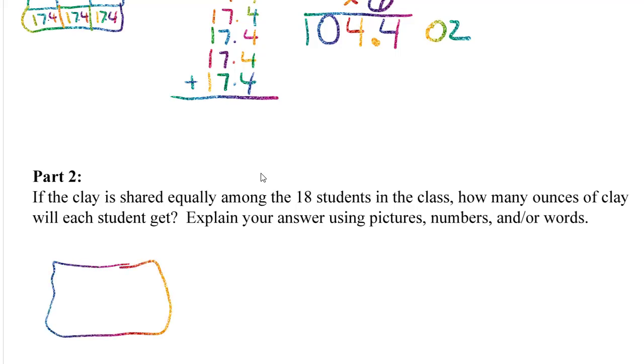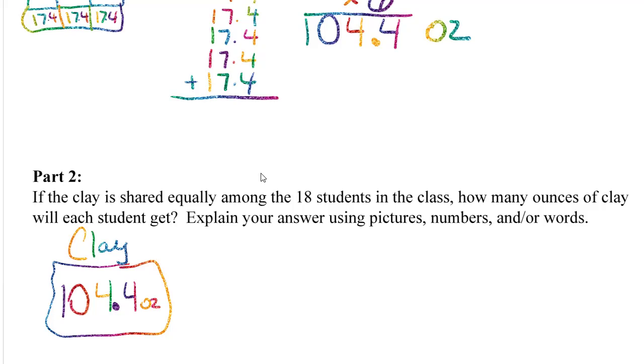So over here, I'm going to put my clay, my big old box of clay. I'm just going to put one big box, and I'm going to say it's 104 ounces, or 104 and 4/10 ounces. Okay? That is my clay. And could we just make that decimal point a little larger? Absolutely, because on the video, we need to make sure everybody can see it.